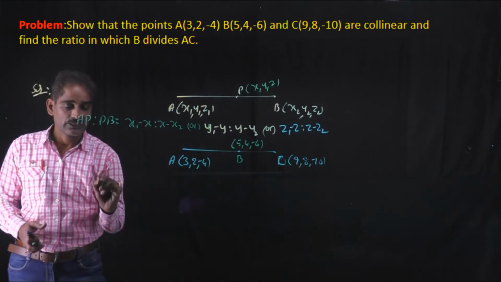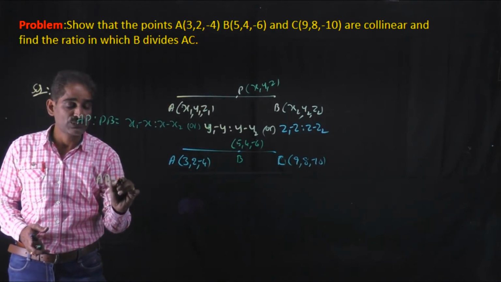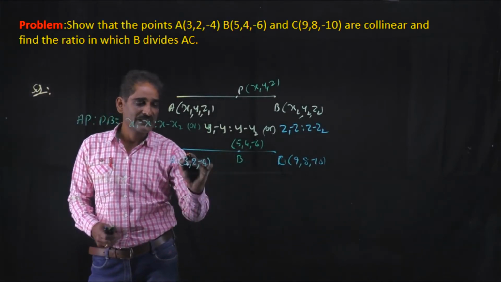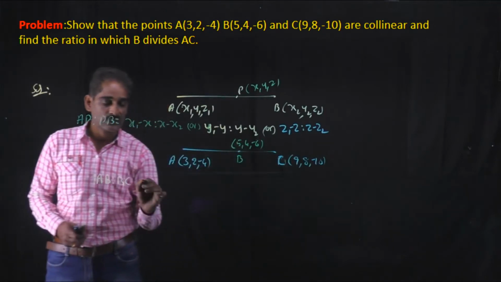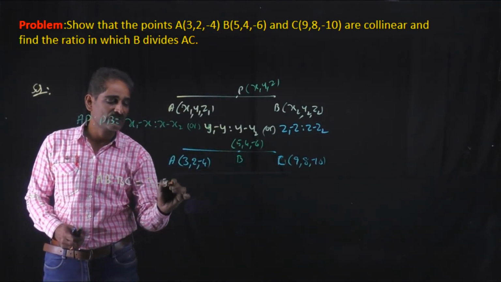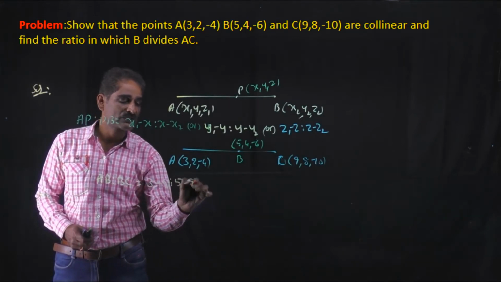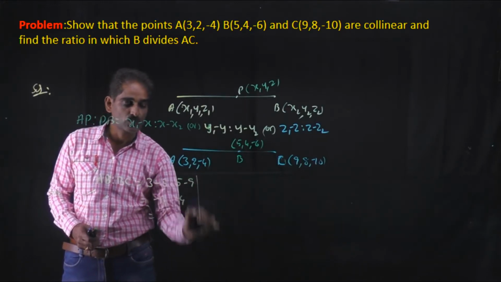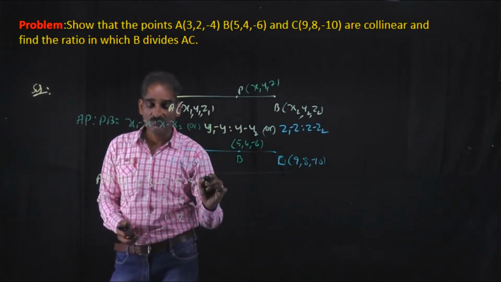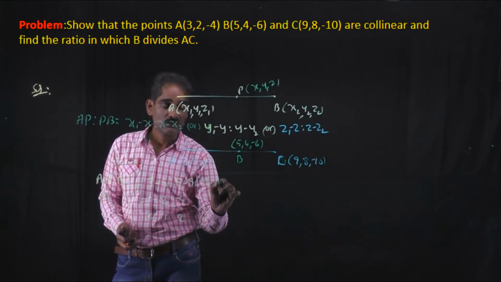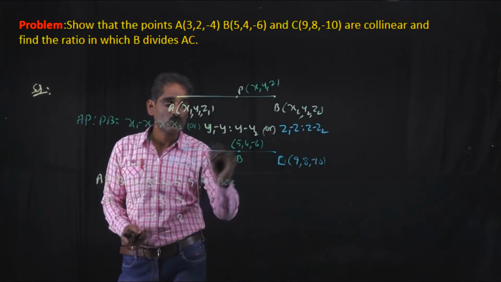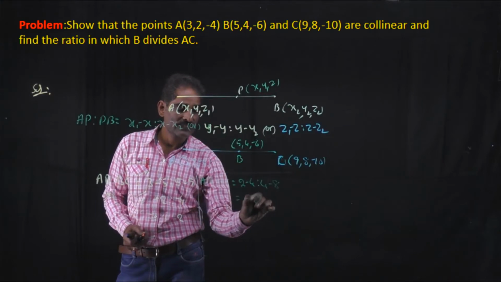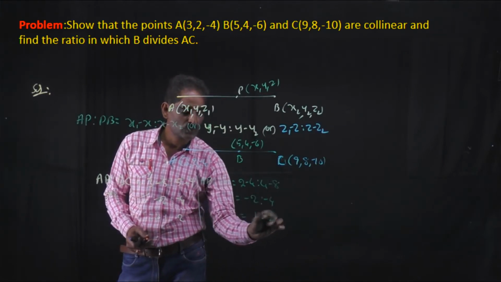Then AB is to BC means x1 minus x is to x minus x2. That means 3 minus 5 is to 5 minus 9, that is equal to minus 2 is to minus 4, which is equal to 1 is to 2 with respect to the x coordinate. Same ratio AB is to BC with respect to the y coordinate: 2 minus 4 is to 4 minus 8, that is equal to minus 2 is to minus 4, which is equal to 1 is to 2.